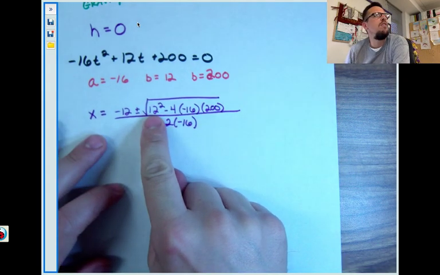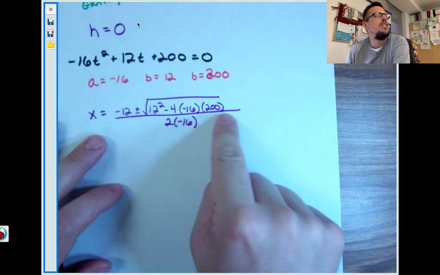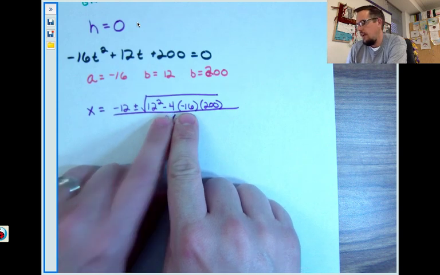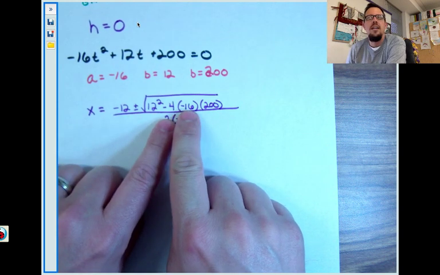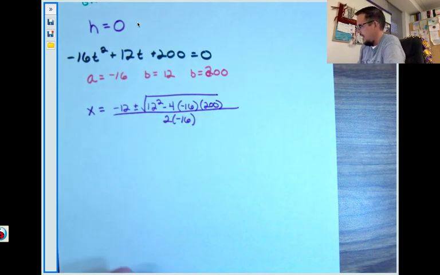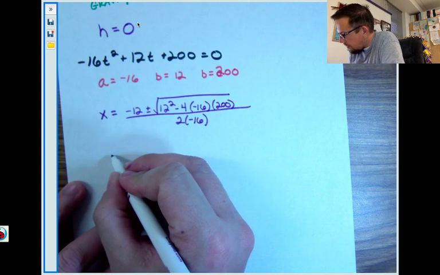12 squared is 144, and I don't know what all this is when I multiply it together, but I know a negative times a negative is a positive. So I'm going to have 144 plus something. That's going to be a positive number. So I'm expecting 2 real solutions. Now I do have to do the math part.